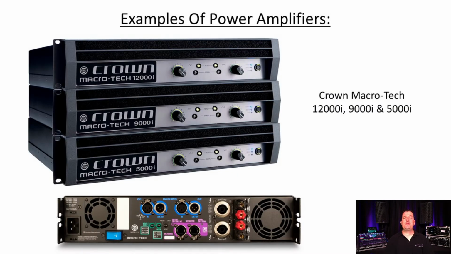Here are some examples of power amplifiers, namely the Crown Macrotech 12000, 9000 and 5000i. The panel on the back houses 2 XLR inputs with XLR parallel outputs that can be used to link additional amplifiers. There is a choice of 2 Speakon NL4 connectors and 4 binding posts for connecting speakers, and the HiQ-Net connections can be used for networking. The amplifier is set to stereo mode by default, but can be switched to bridged mode with the stereo or bridge switch. That covers all the remaining processors, namely crossovers and amplifiers.